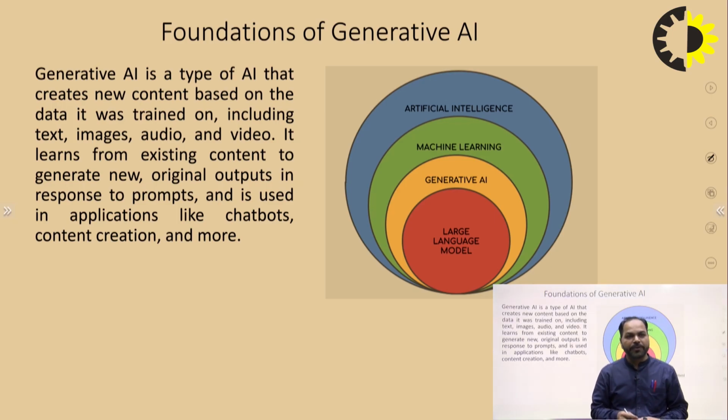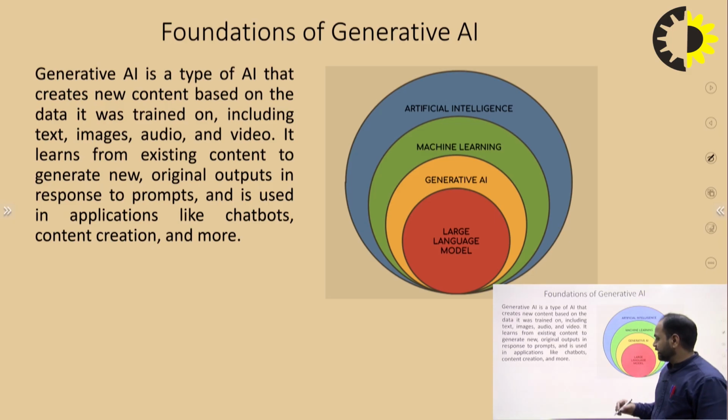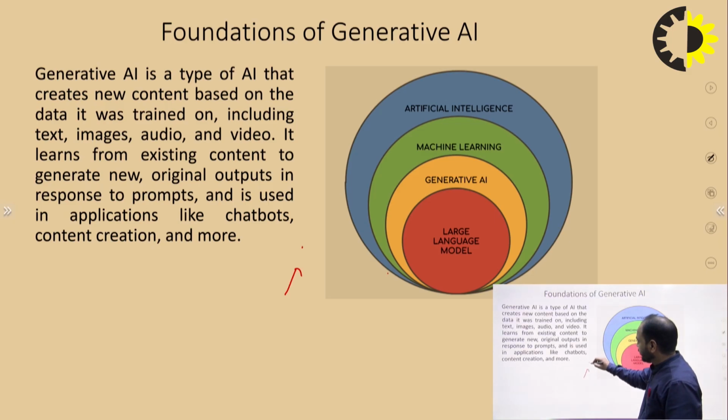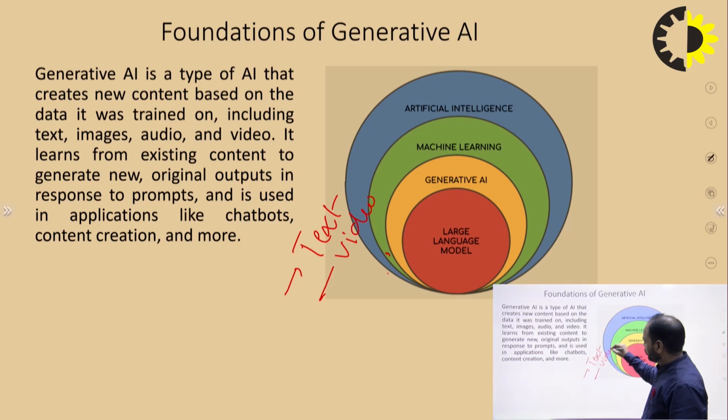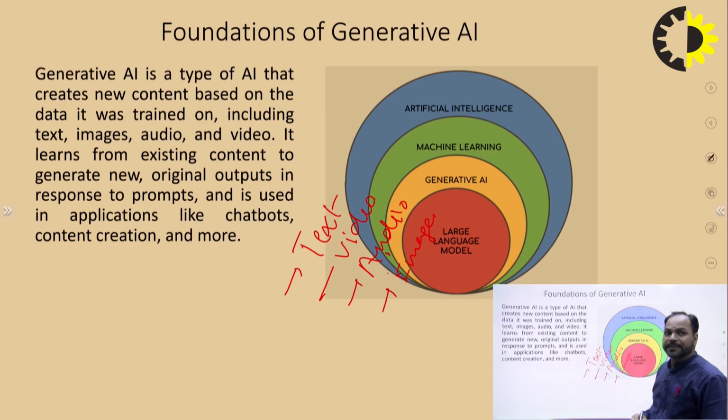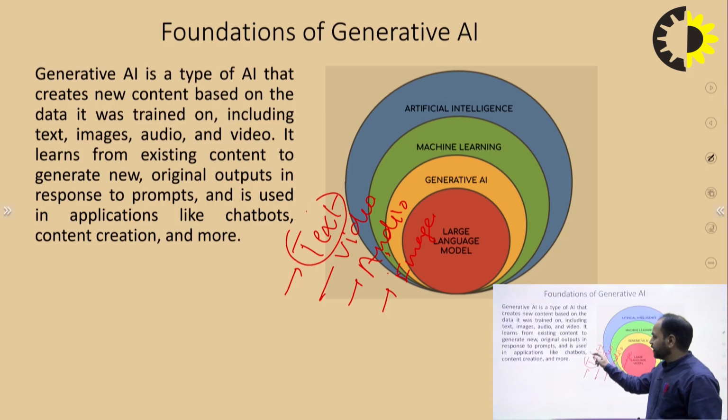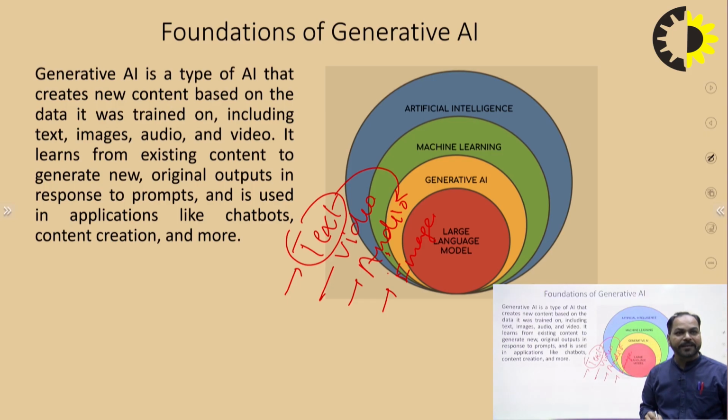Generative AI includes text, video, audio and images. We can translate one form into another. On the basis of text, we can create audio, and we can extract audio from video. We can also extract text from video, audio or images as well.